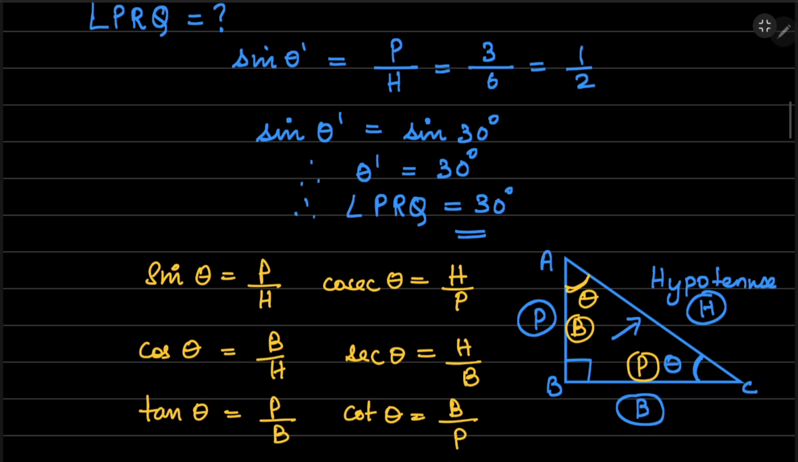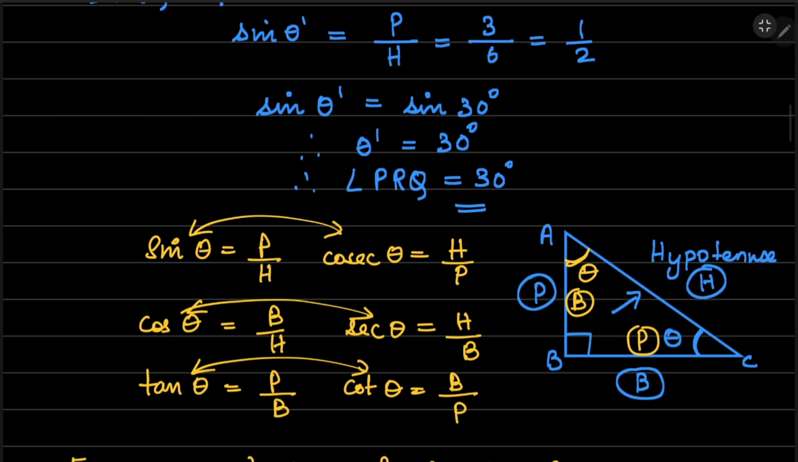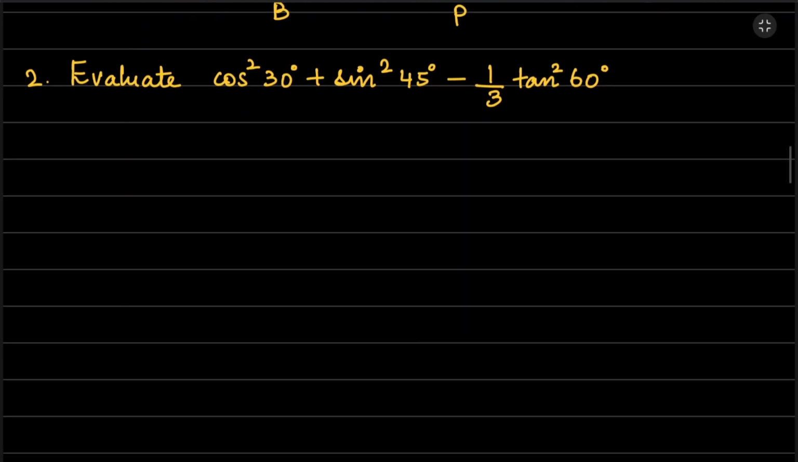Again, it's a reciprocal. So sine and cosecant, these are reciprocal to each other. Cos and secant are reciprocal to each other. Tan and cot is reciprocal to each other. Okay. Let's move on to the next question.